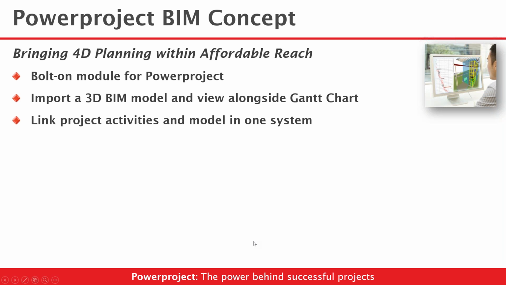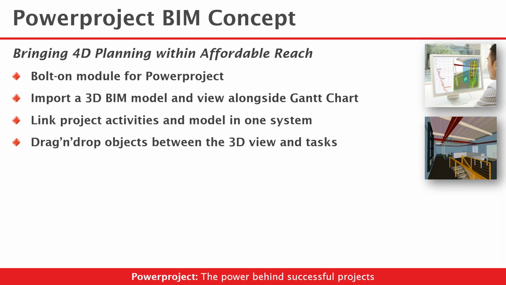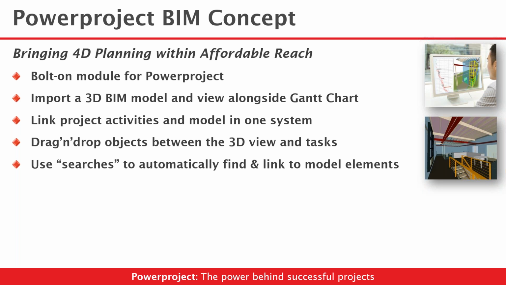So we're going to stick that model alongside the Gantt chart. We're going to go through a process of linking the model to the Gantt chart, and I'm going to show you today 3 key ways of linking the model up. One's going to be simply by dragging and dropping between the windows, using that normal intuitive Powerproject style of using the mouse, clicking on stuff, dragging stuff around, the way that we're used to interacting with the software, but also by doing sort of powerful searches, we call them.